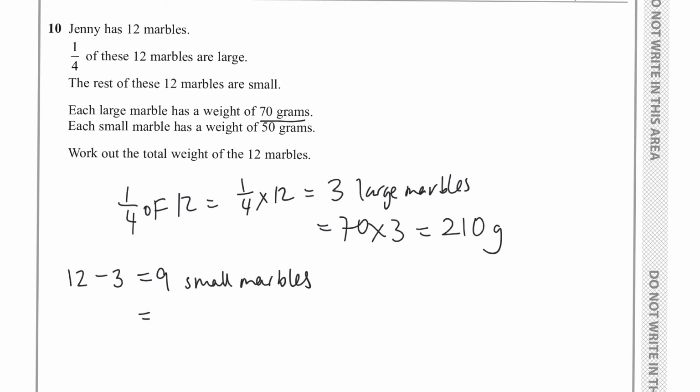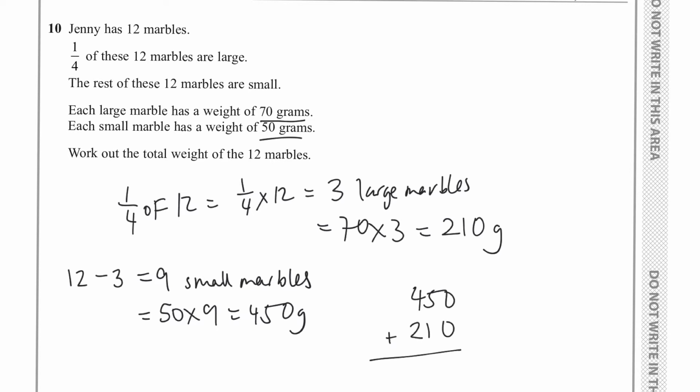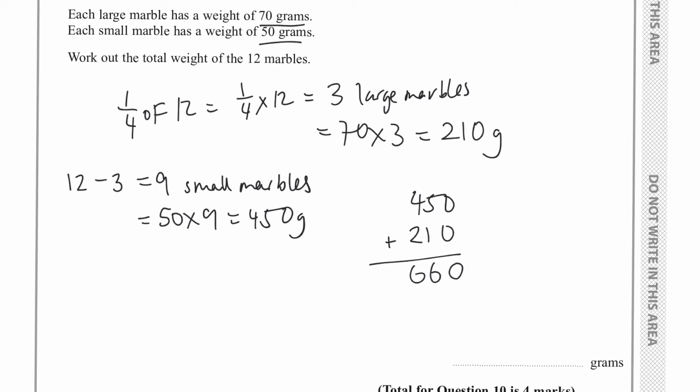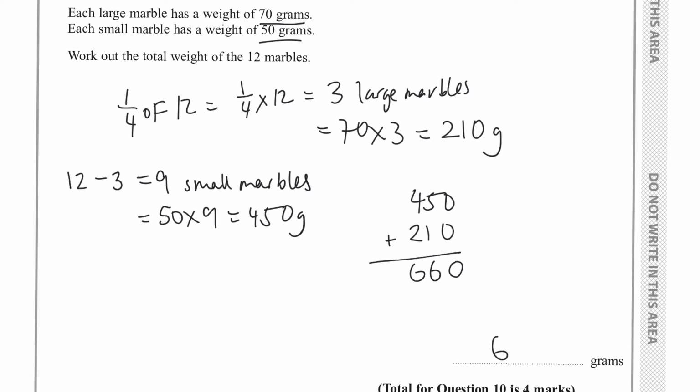Each weight of a small marble is 50 grams. So we're going to do 50 times 9, which would leave you with an answer of 450 grams. So that is for our small marbles, and then the total weight is going to be our 450, add our 210. So the zeros together is 0, 5 plus 1 is 6, and 4 plus 2 is also 6. So therefore, our total weight is 660 grams.